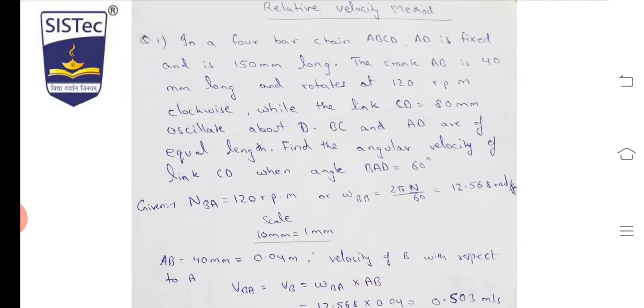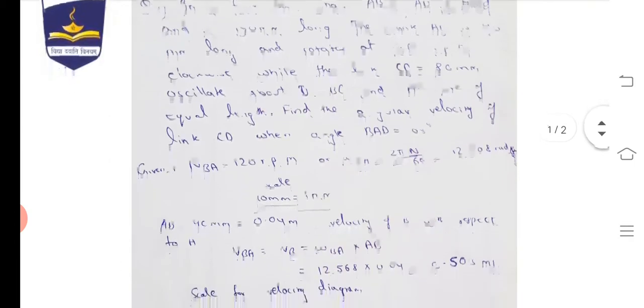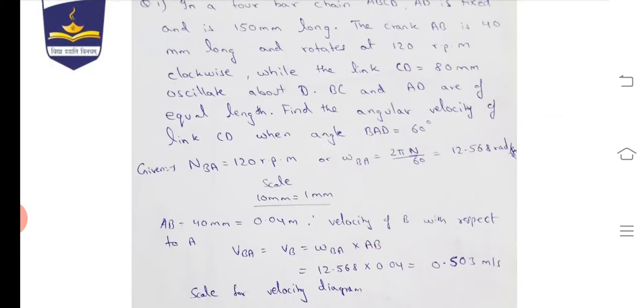Therefore, the velocity of B with respect to A, that is VBA, is equal to omega BA multiplied by AB. As we have the value of omega BA as 12.568 and AB is equal to 0.04, which is equal to 0.503 meters per second. So first of all, we have to draw the space diagram for the figure.